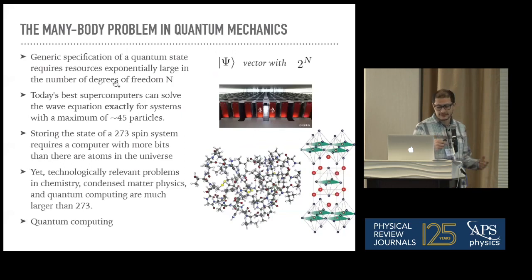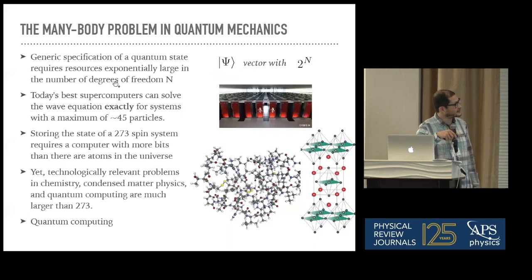And so even with today's best supercomputers, we can solve the Schrödinger equation exactly for only a really tiny system, with at most around 45 particles, right? So it's a very challenging problem, and it grows dramatically, exponentially. Even, for instance, storing the state of a 273 spin system requires a computer with more bits than there are atoms in the universe. You may have heard of this before. This is exponential growth, right? Technologically relevant problems in chemistry, condensed matter, and quantum computing are much larger than 273, right?